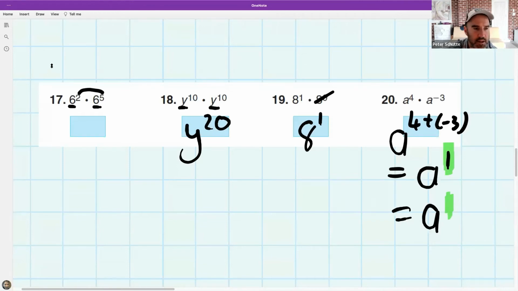Kanya, I see your hand is up. What's your question? Why did you put the brackets on 4 plus brackets minus 3? Oh, I don't have to do that, but I was trying to emphasize the fact that I'm adding the two powers. It wouldn't have been wrong to say 4 minus 3, but I was just emphasizing that we add the powers.